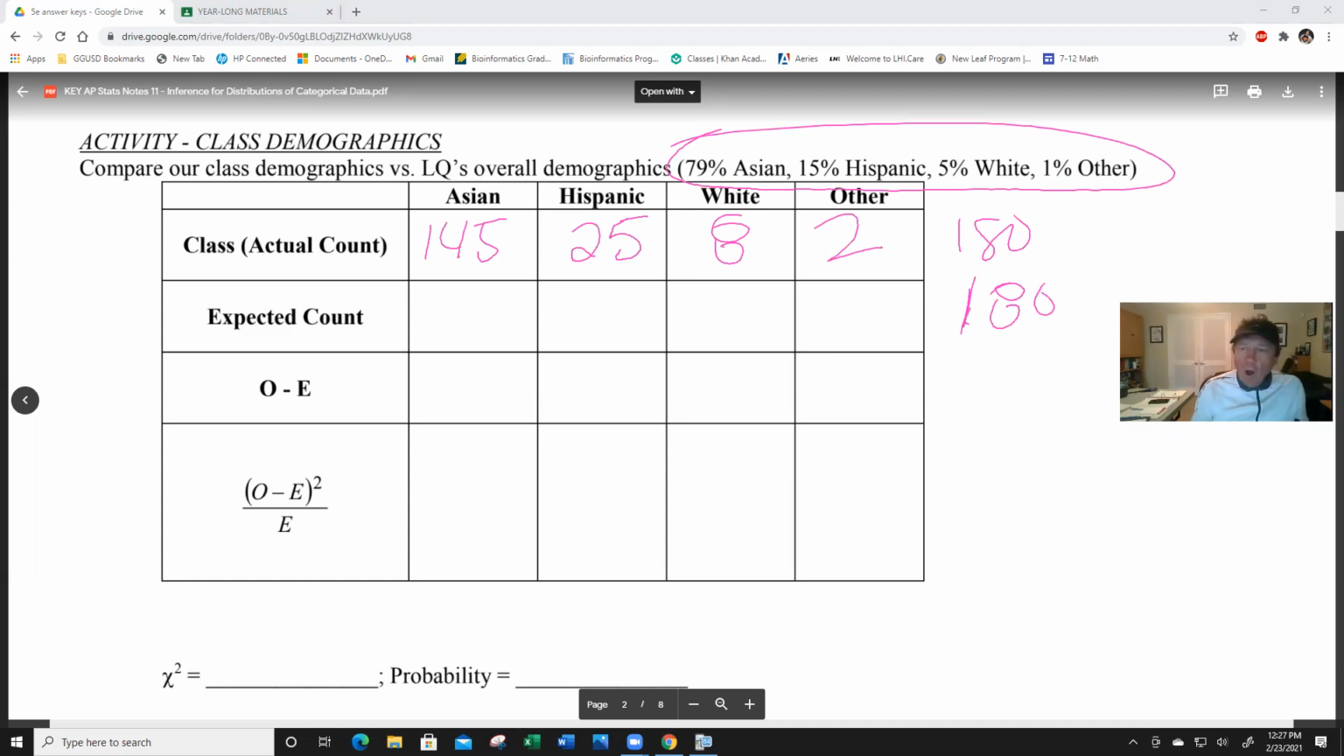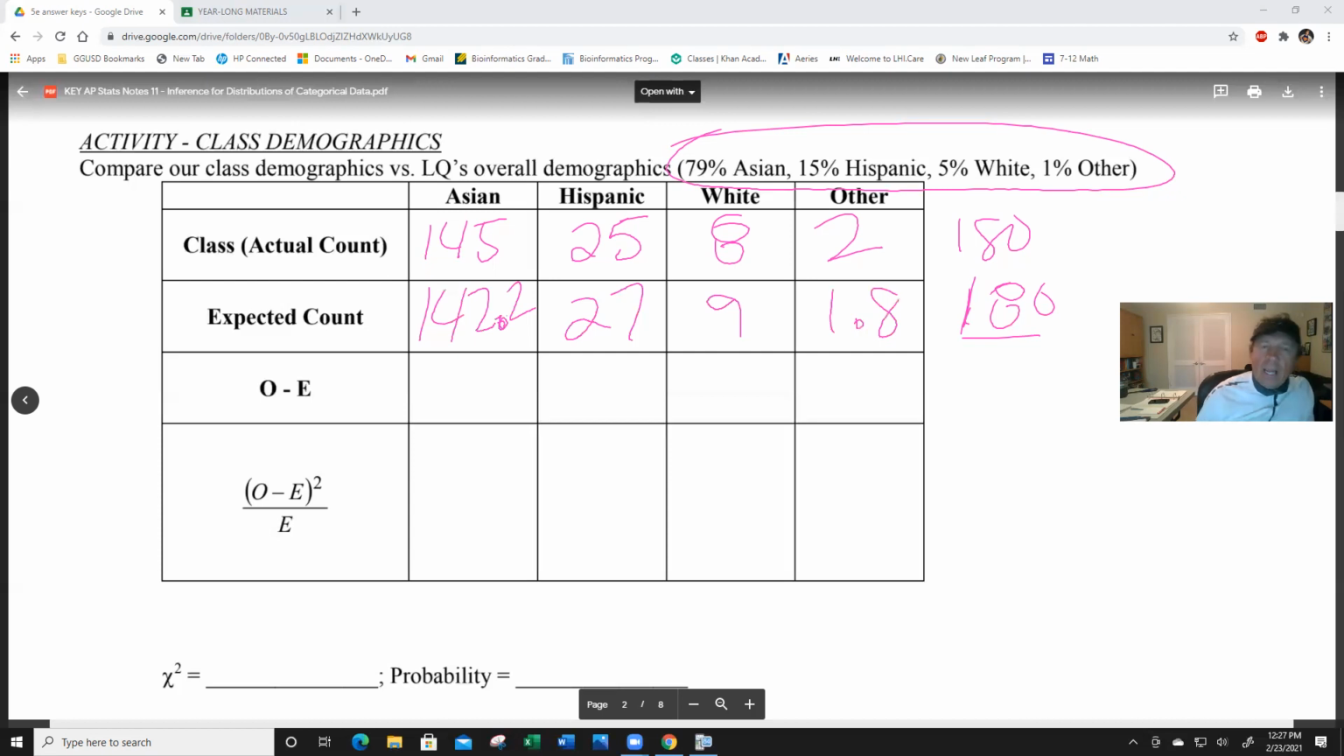Okay. So all that I did is multiplied 180 by 0.79, and I got 142.2. I know we can't have 0.2 of an ethnicity, but it is the expected count. Okay. And then if I multiply 15%, 0.15 times 180, I'm going to get 27. And then if I multiply 5% times 180, I get 9. And then if I multiply 1% times 180, I get 1.8.